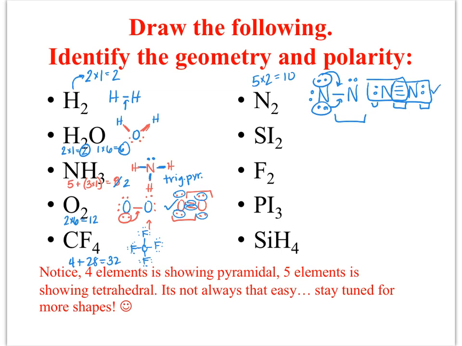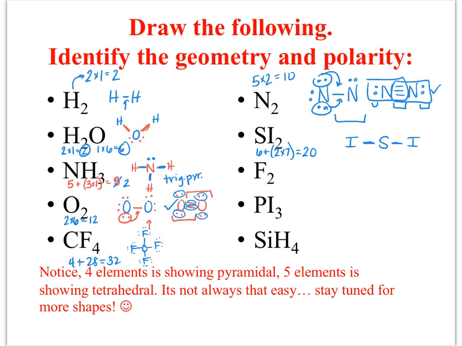For SI2, sulfur has 6 valence electrons, and then 2 iodines with 7 apiece. That's 14 plus 6. My picture needs to have 20 electrons in it. So I have the sulfur, it's on its own, it goes in the center, and I have 2 iodines. I'll start by connecting them with single bonds. So I've just drawn 4 electrons, right? 2, 4. So I have 16 more to put in.